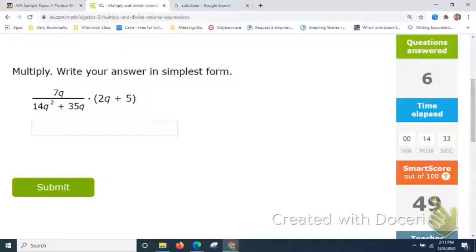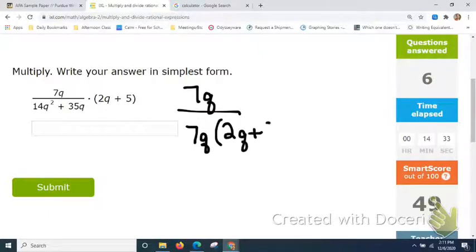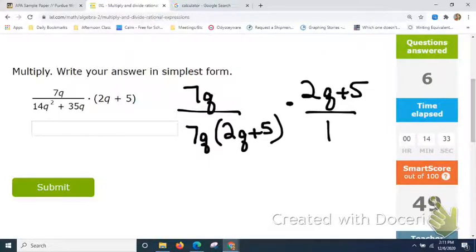So again, factor what you start with. 7q in the denominator. Let's see, 7 goes into both of those. That would be 2q plus 5. And then I'm multiplying this by 2q plus 5, which means it's in the top if I'm multiplying by that. So those two cancel out. The 7q's cancel out. Remember, when things cancel, they're leaving behind ones, really. So if everything cancels, the whole answer is just a 1.